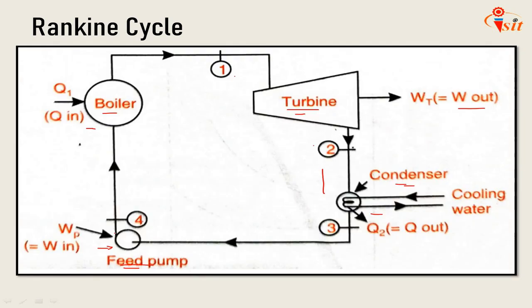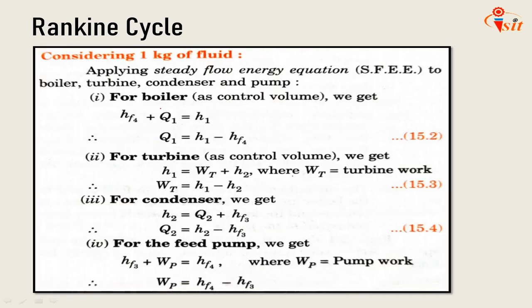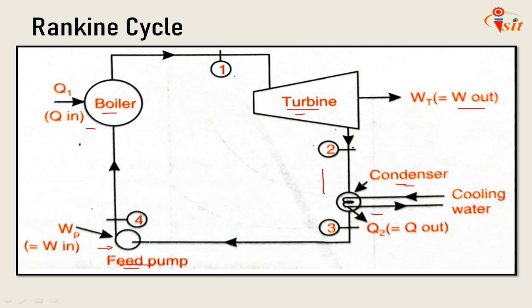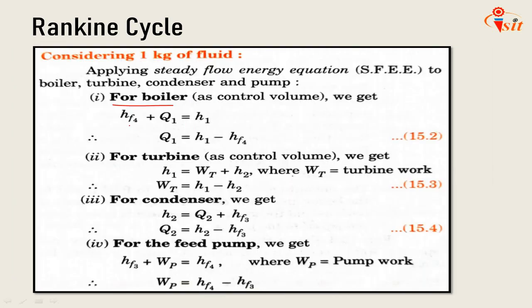For the boiler, hf4 plus Q1 equals h1. What is meant by that? hf4 is the enthalpy of water, plus the heat provided to the boiler is h1. So hf4 plus Q1 equals h1, so Q1 will be h1 minus hf4.